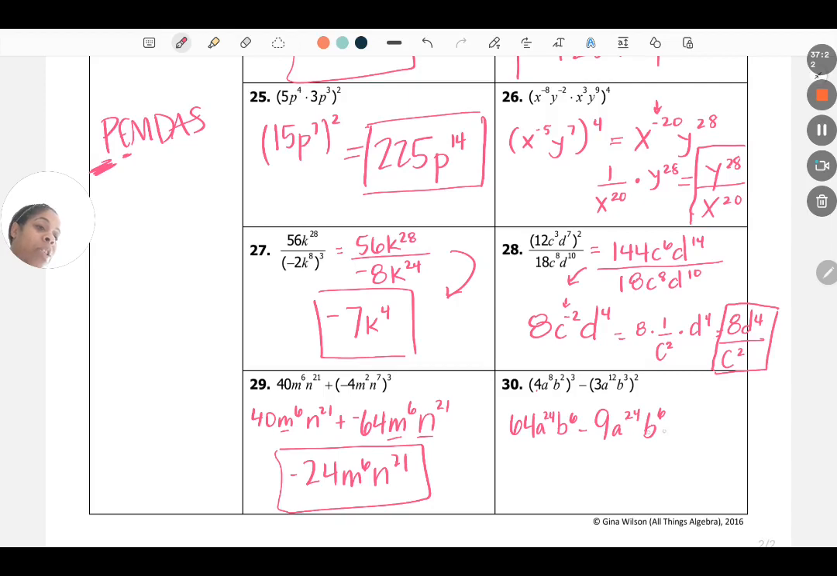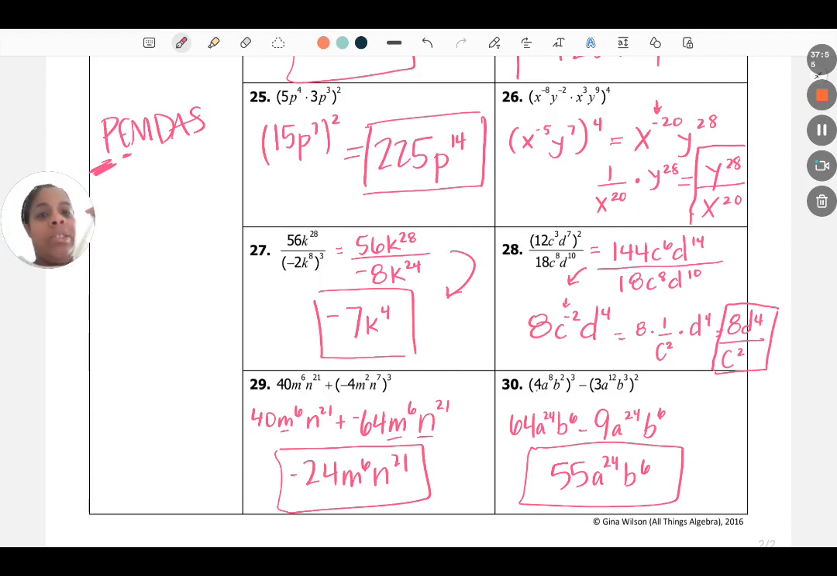Good, look at the variables, the exponents are the same. That means I can just combine the numbers and leave the bases. So 64 minus 9 is 55. Positive 55. And we leave the bases: a to the 24th, because they're the same, b to the 6th. I think that's right. Yes. There we go. Bingo.